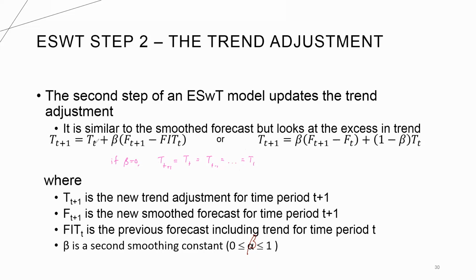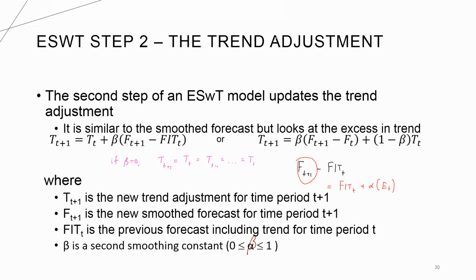So the new trend is the old trend plus beta times this. What is this, f(t+1) minus fit(t)? We might want to think about where this number comes from. What do I do with this f(t+1) minus fit(t)? Well, how does this get expanded? What does that turn into? That is fit(t) plus alpha times the error. That's what goes in that circle.